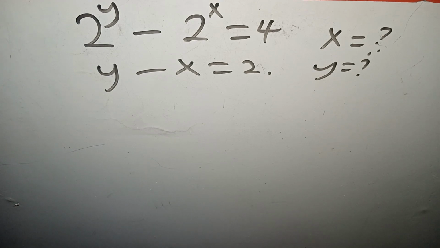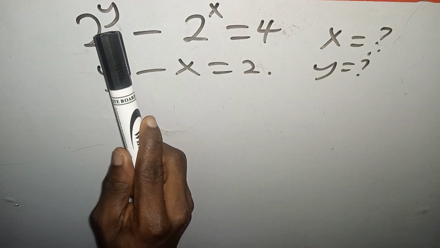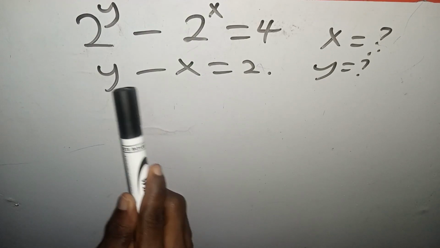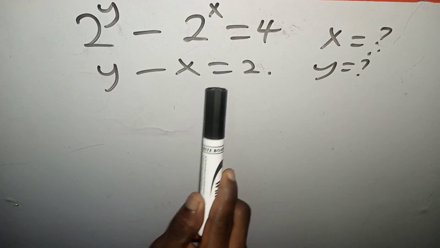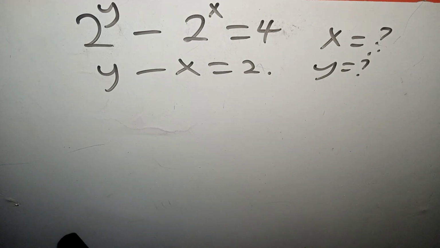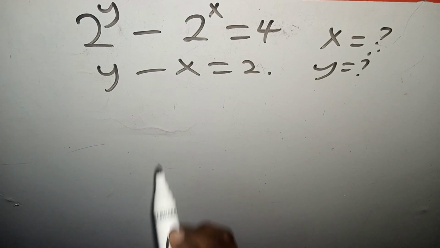In today's video, I want to solve a nice challenge which reads: 2 to the power of y minus 2 to the power of x is equal to 4, and y minus x is equal to 2. The question says x and y are equal to what? So we are looking for the value of x and y in this challenge. So simply, solution.